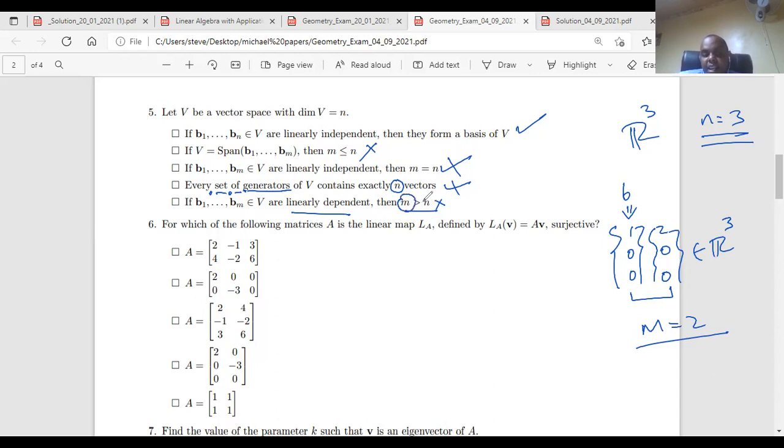M could be greater than N, but at the same time, it could be less than N. So it could be true, but it's not always true. So it's wrong.